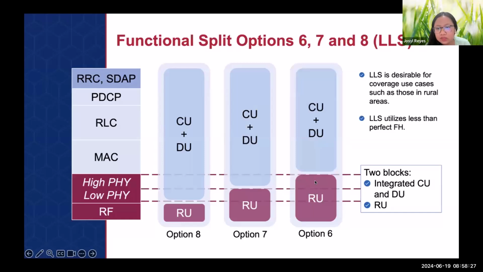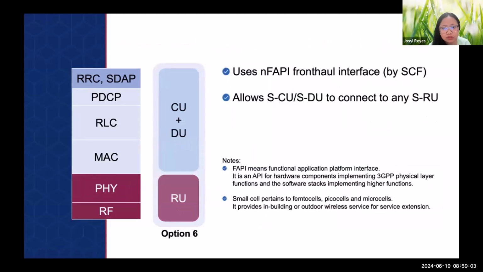Then the last low layer split is the option 6. This is the physical layer protocols are assigned to the RU. Yan. And then all the others are above. So kanina na meron tayong layer split option 1, split option 2, and then 6, 7, 8. Yung others, yung 3, 4, 5 na not as highly utilized. But these are usually the more suggested options. So let's go into detail on this low layer split options.